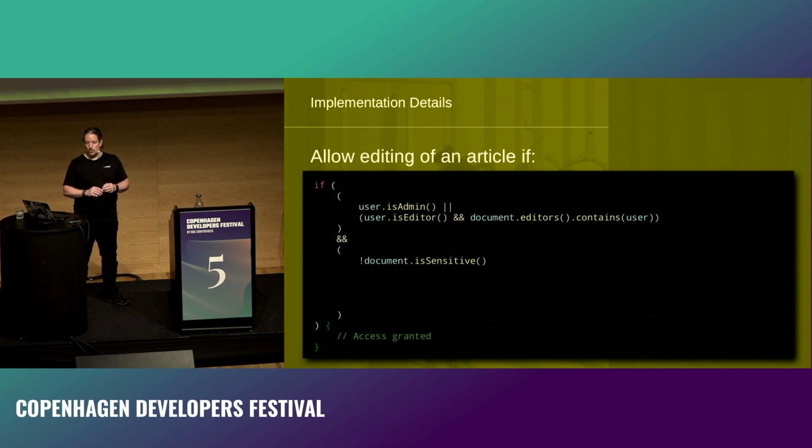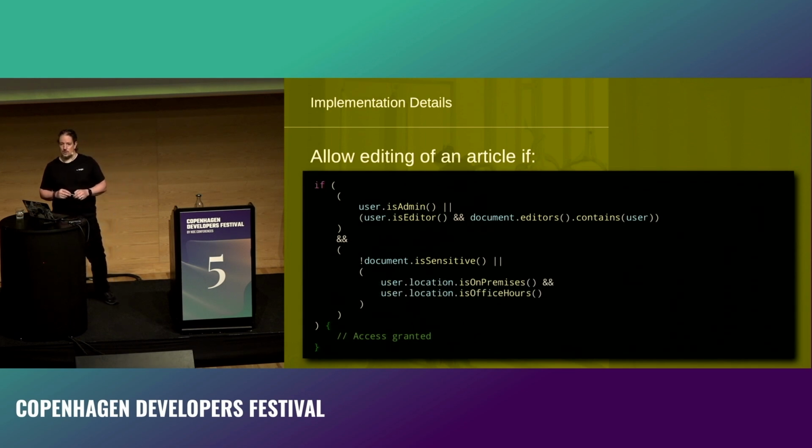And we also want to make sure that the document is either not sensitive, in which case we can carry on, or if it is sensitive, we want to make sure that the user's location is on premises, or their location is in office hours. So no matter where they are in the world, we can use time zones and normal working hours to work out, are they actually in the office during their working hours? And if so, they can also access sensitive documents. It makes sense when you step through it.